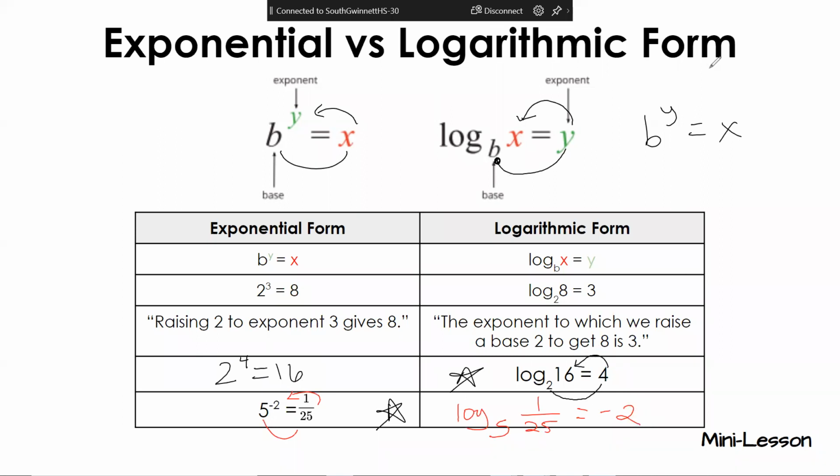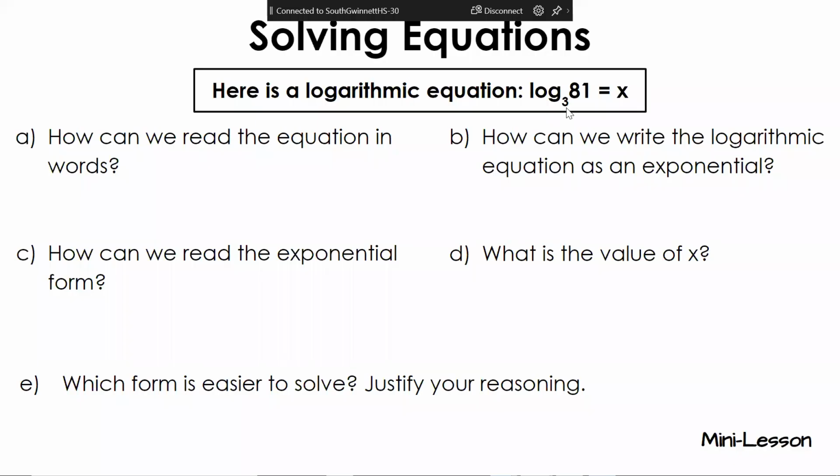Y'all are so enthusiastic. So we have log base 3 of 81 equals x. How do you read this equation in words? Log base 3 of 81 equals x. Great. How do you read it in exponential form?